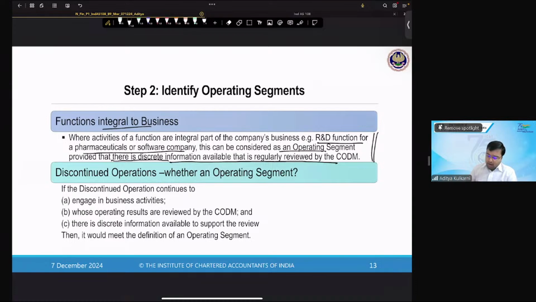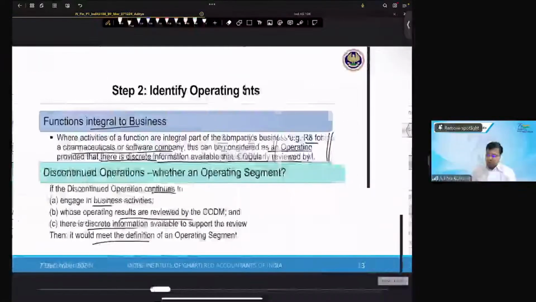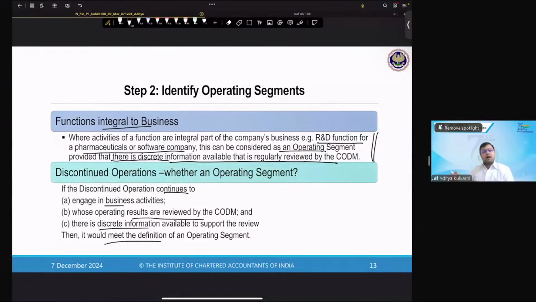Okay? Now, coming to discontinued operations, is it an operating segment? If it continues to engage in business activities, whose operating results are reviewed by the CODM and there is discrete information available, then it would meet the definition of an operating segment. Are we okay?